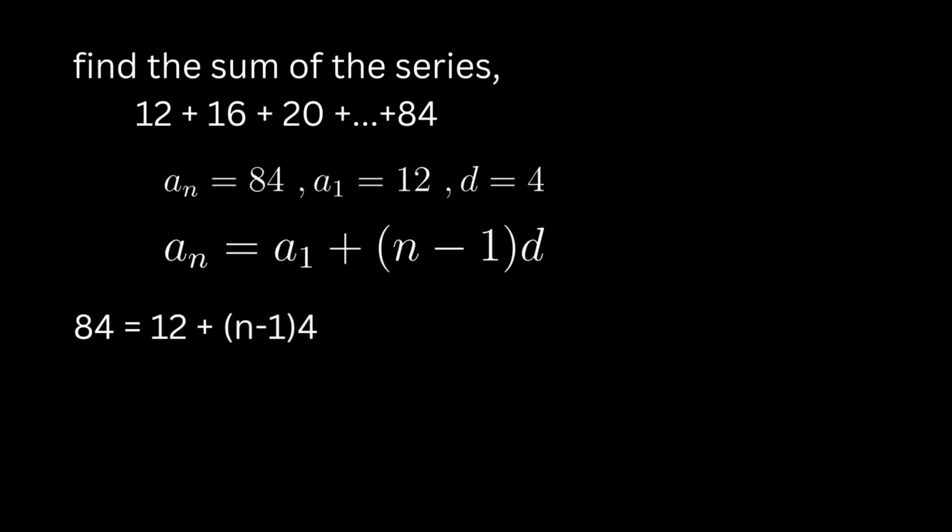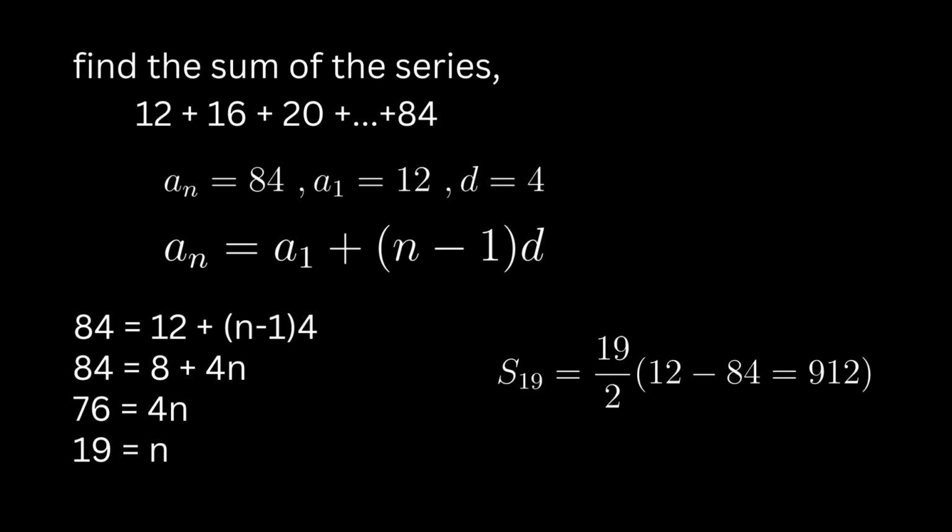Thus we get 84 is equal to 12 plus the quantity n minus 1 times 4. Simplifying we get 84 is equal to 8 plus 4n. Adding negative 8 to both sides we get 76 is equal to 4n. Dividing both sides by 4 we get 19 is equal to n. Now to find the sum of these 19 terms we get S_19 is equal to 19 over 2 times the quantity 12 plus 84, which is equal to 912.